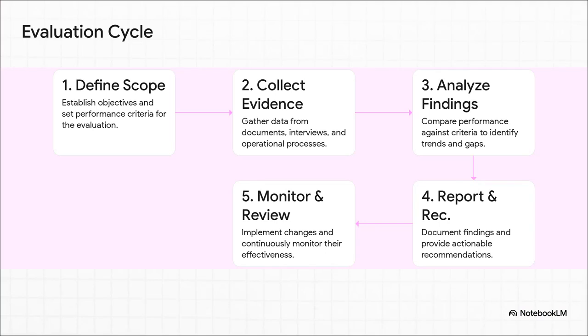It all works as this continuous loop. You start by defining your scope. What exactly are we looking at here? Then you go out and collect the evidence using all those tools we've been talking about. Next, you analyze what you found, looking for patterns. From there, you report your findings and recommend some real, actionable changes. And then, this is the most important part, you monitor and review how those changes are working, which feeds right back into the beginning of the cycle. It's a constant process of getting smarter.